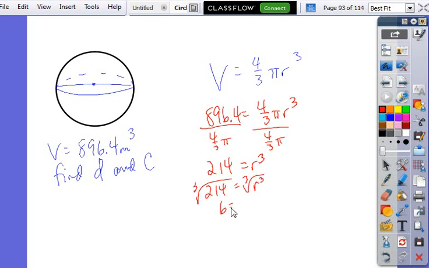It's asking me for diameter and for circumference. For diameter, you multiply that times 2. The diameter would be 2 times r, 2 times 6, which is 12. And then for circumference, you're gonna plug it in. That's 30, yeah.